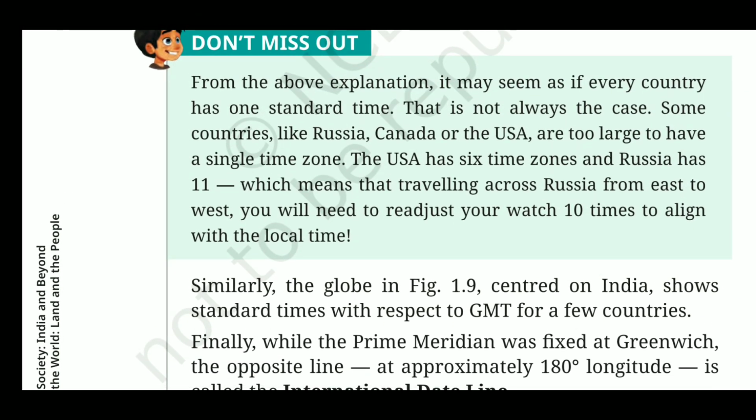Don't miss out. From the above explanation, it may seem as if every country has one standard time. That is not always the case. Some countries, like Russia, Canada, or the USA, are too large to have a single time zone. The USA has 6 time zones and Russia has 11, which means that traveling across Russia from east to west, you will need to readjust your watch 10 times to align with local time. Similarly, the globe in Figure 1.9, centered on India, shows standard times with respect to GMT for a few countries.